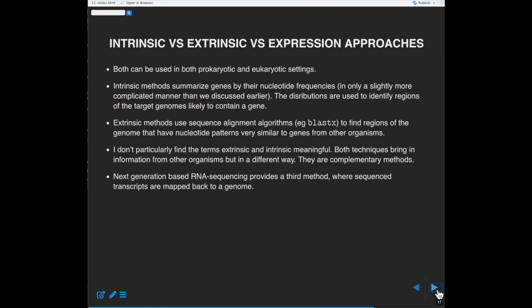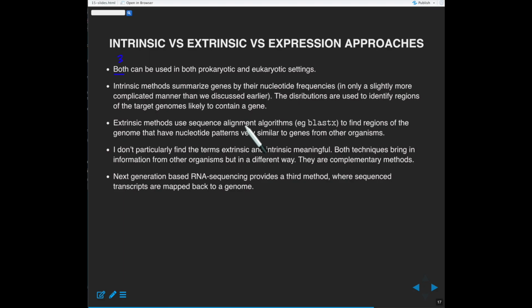Okay, I mentioned previously that there's this difference between intrinsic and extrinsic approaches, and really there's a third technique that's more popular these days based on next generation sequencing, expression approaches. All 3 can be used in both prokaryotic and eukaryotic settings, really. Okay, so I don't like these terms, right? I don't think that they're very good, and I kind of think maybe I created them somehow for this lecture, but regardless, let me try to explain what I mean here.